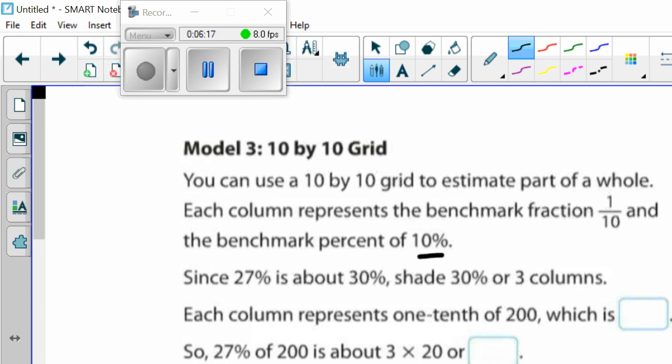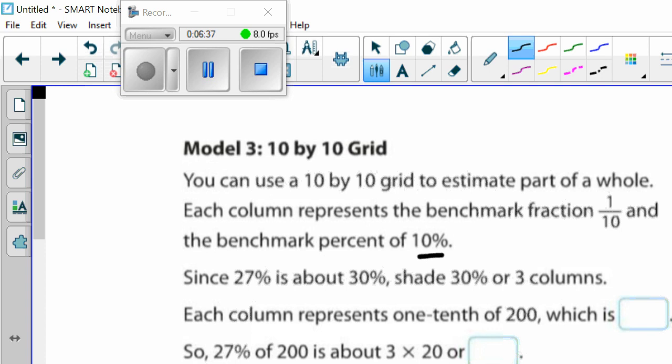So we're going back to our 27% and 30. Shading 30% is 3 columns. So if I come over here and shade in this column, and then my third column, okay? All of that put together is 30%, because if there's 10 in each row, 10 times 3 gets me my 30.